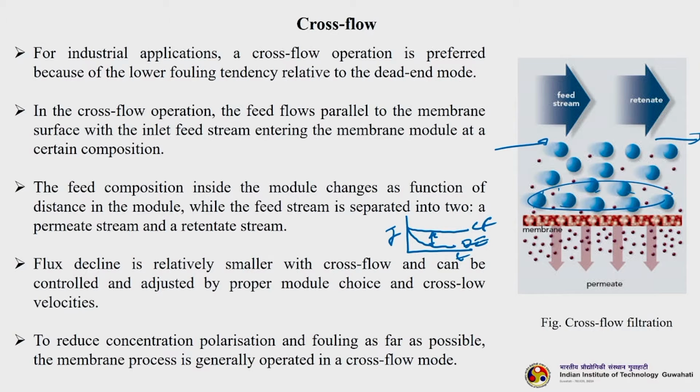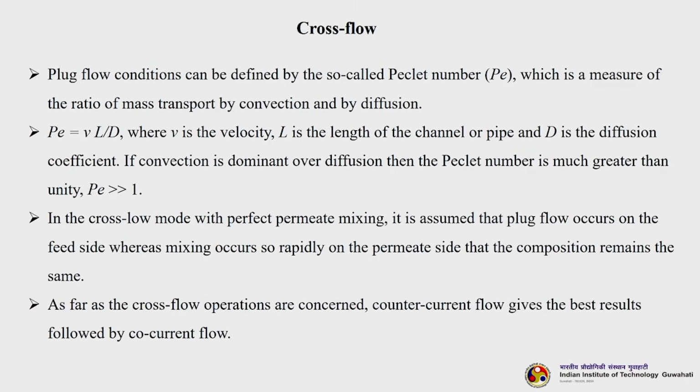So, to reduce concentration polarization and fouling as far as possible, the membrane process is generally operated in a cross flow mode. Plug flow conditions can be defined by the so called Peclet number, which is a measure of the ratio of mass transfer by convection to that of diffusion. Peclet number is VL by D, where V is the velocity, L is the length of the channel or pipe and D is the diffusion coefficient. If convection is dominant over diffusion, then the Peclet number is much greater than unity.